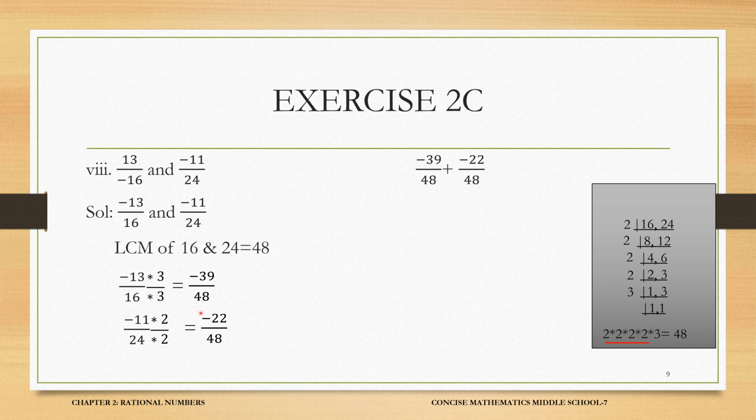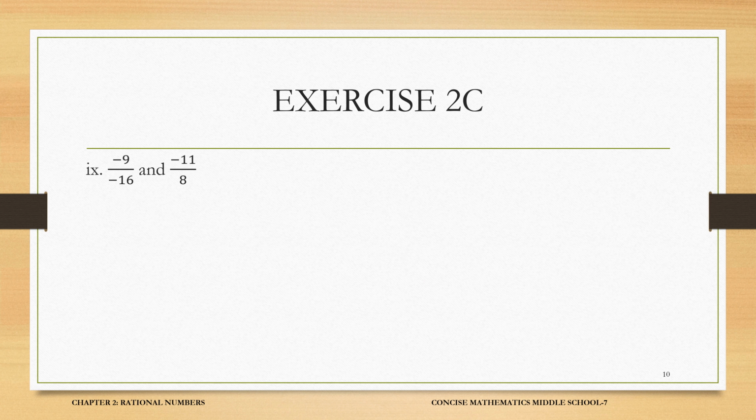Just add these two rational numbers, minus 39 by 48 plus minus 22 by 48. Plus into minus is minus, so minus 39 minus 22. Both are having minus sign, so just put a minus sign and add them. It becomes minus 61 by 48. I hope you understood this. Let's move on to the last question.